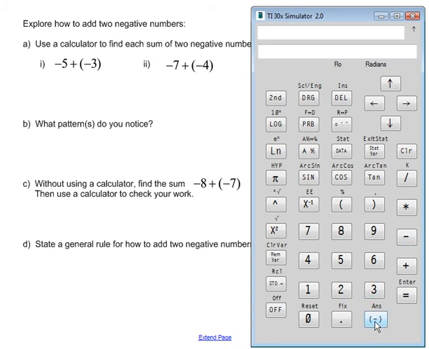If we use the wrong button at the wrong time, our calculator will be very confused and it won't know what we're asking it to do. So here's the negative and here's the subtract. So keep those two things clear in your brain.